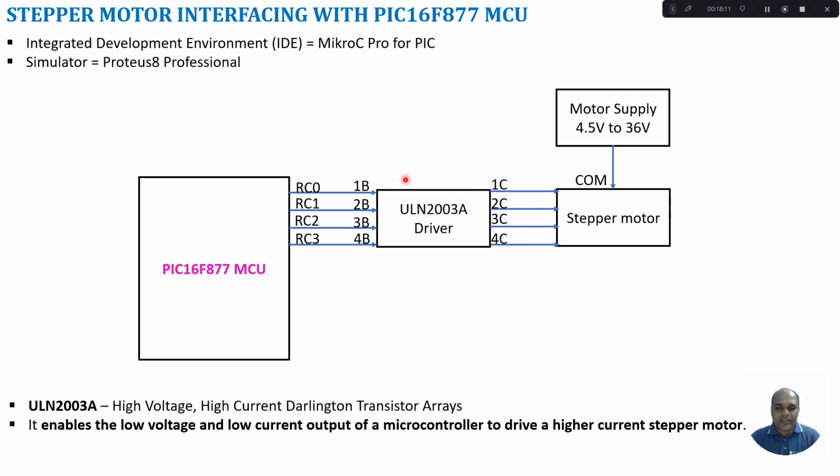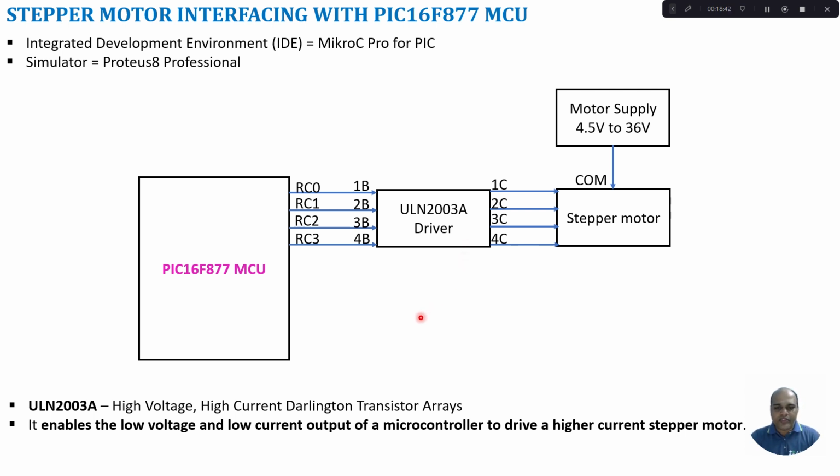So thereby we make use of this ULN 2003A motor driver. And also it has another advantage that it provides an isolation between your microcontroller and the motor. Because whenever we have a rotating structure, this rotating structure will try to produce a back EMF. So this back EMF should not enter into your microcontroller, it might damage your microcontroller. So in order to have an isolation also, this ULN 2003A driver will be used.